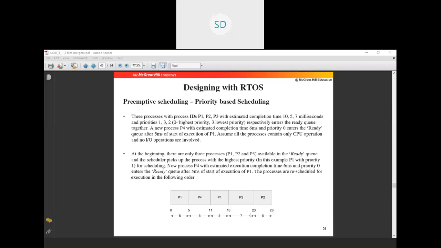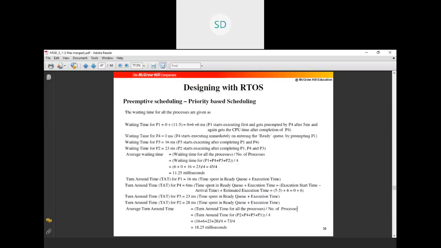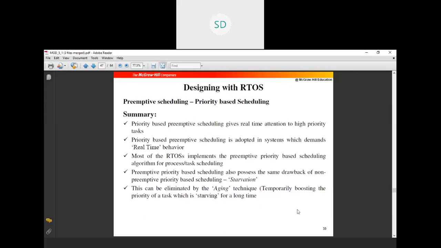Now for the same thing, you need to calculate, which you can do later, the waiting time. Waiting time is the time spent in the ready queue. You also need to find the turnaround time. Turnaround time is the waiting time plus the execution time. So this is all about the different scheduling strategies in the preemptive technique.